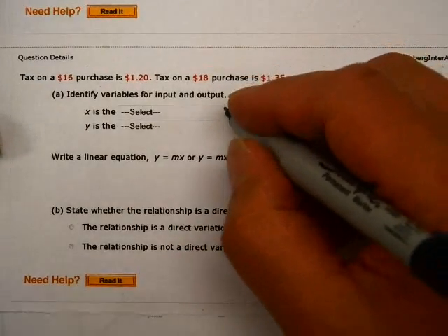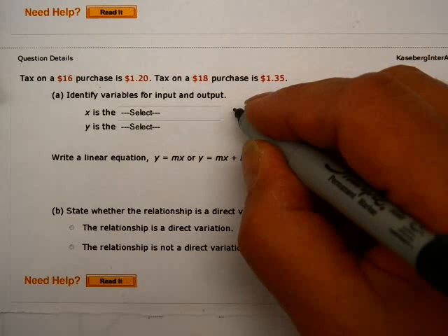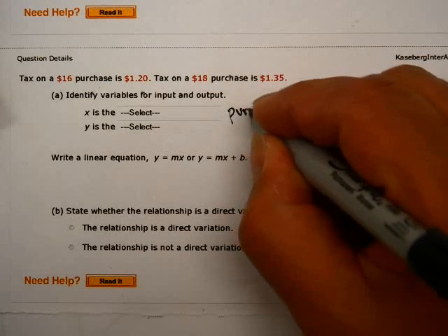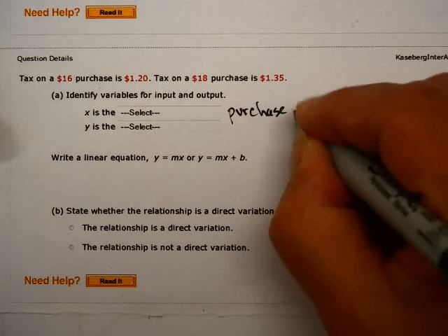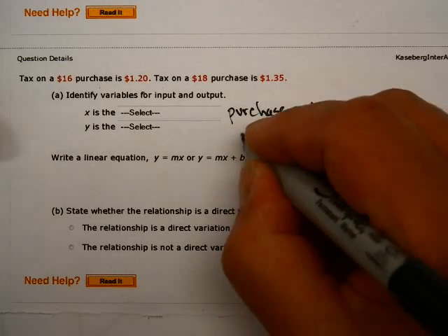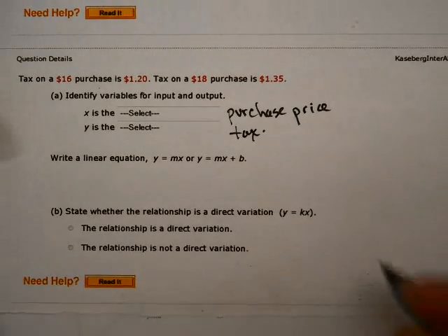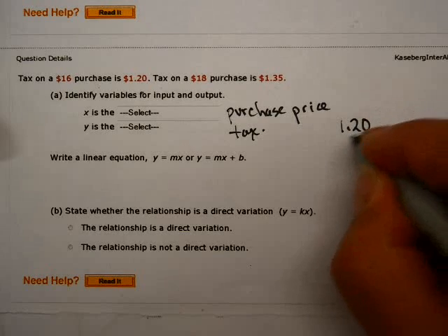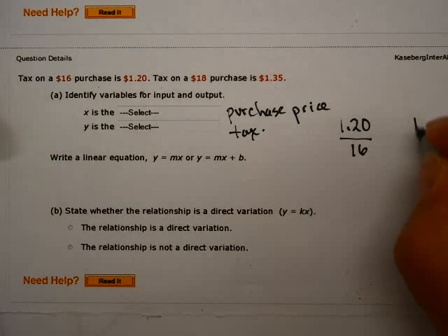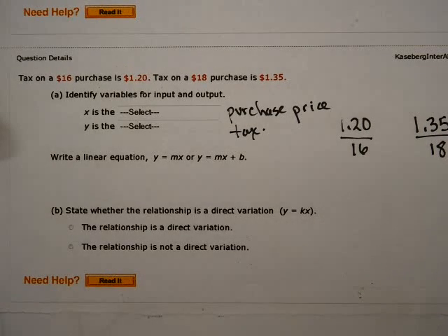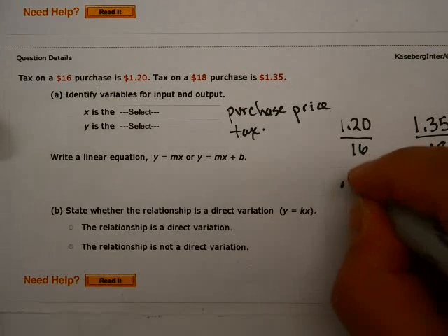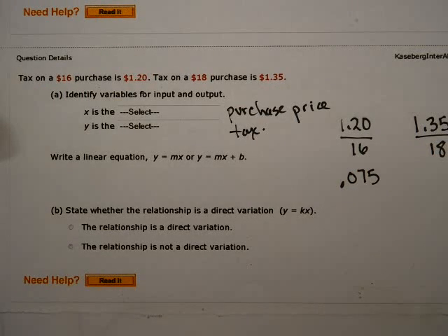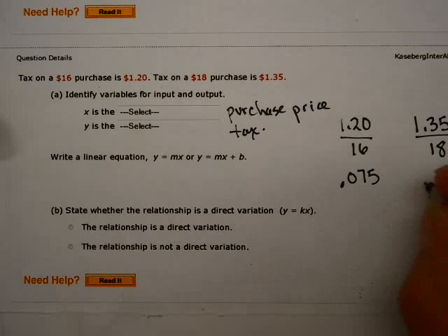Okay, because it's typical in real life the way we do this, I am going to let x be the purchase price, and I'm going to let y be the tax. We're going to do y over x, so I'm going to take 1.20 over 16, and I'm going to compare that to 1.35 over 18. And let's take a look. Use your calculator. 1.20 divided by 16 is 0.075, and 1.35 divided by 18 is 0.075.